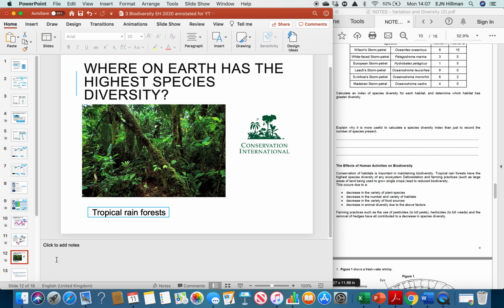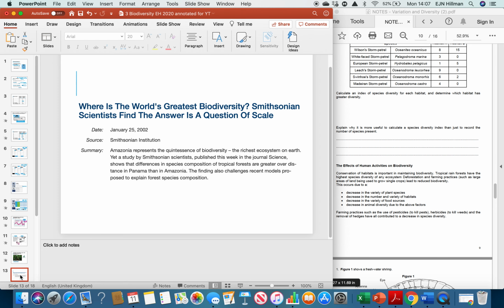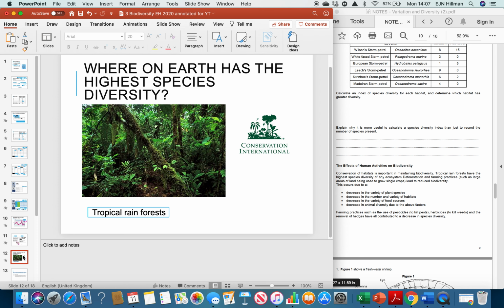Types of places where there's highest species diversity? Well, Amazonia or tropical rainforests, and I think in fact the rainforests in Honduras, is it? Perhaps, oh, Panama. Okay, but yeah, Central America and South America, but more generally, tropical rainforests have the highest diversity.